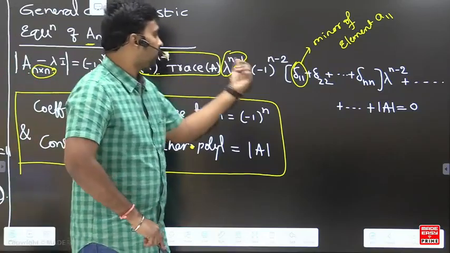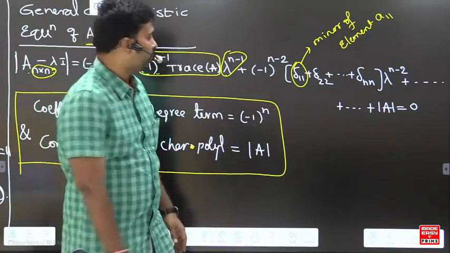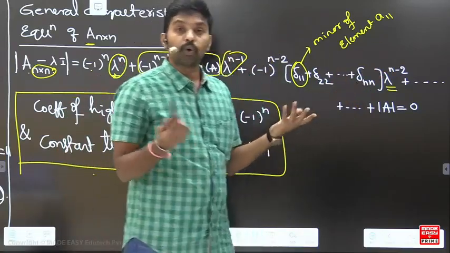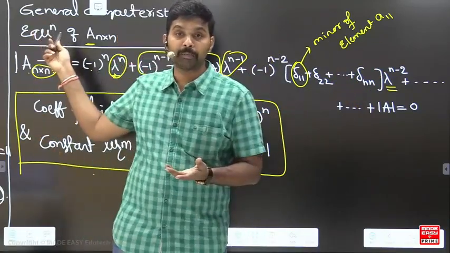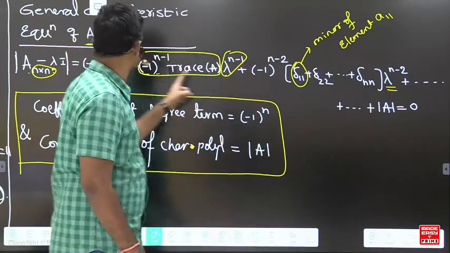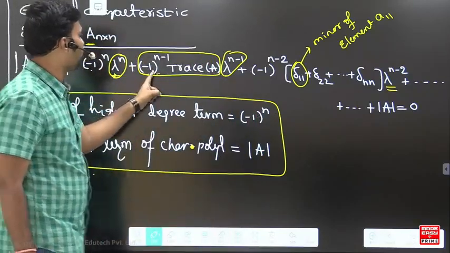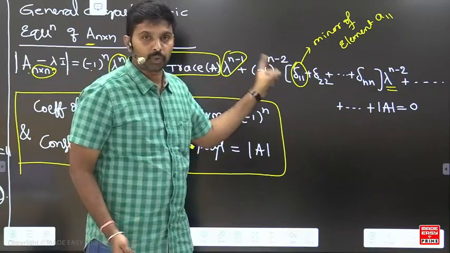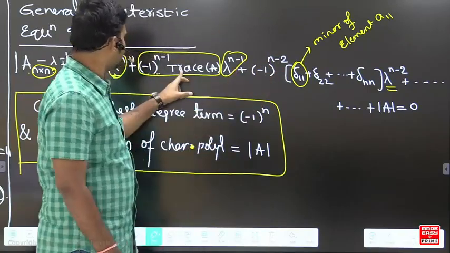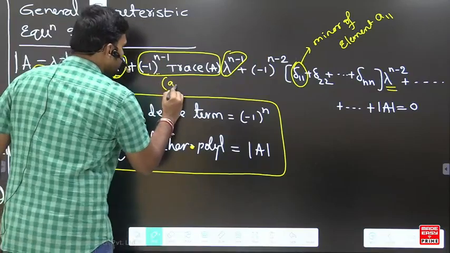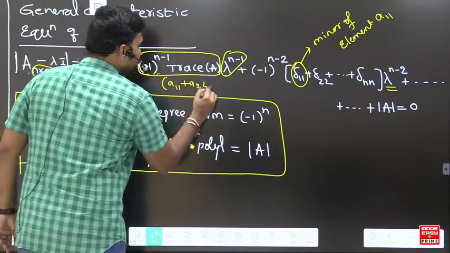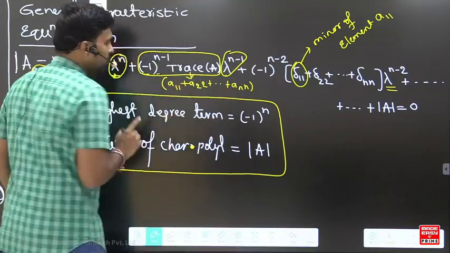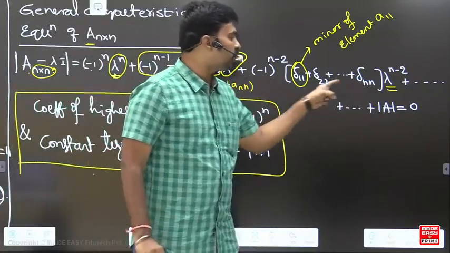Then what will the next highest degree term be? That is lambda power n minus 2. What will be its coefficient for this n by n matrix? Obviously it would be minus 1 whole power n minus 2 into, yes, it is trace. So what is the trace, beta? A11 plus A22 plus and so on, up to Ann. Correct or not? This is the trace.